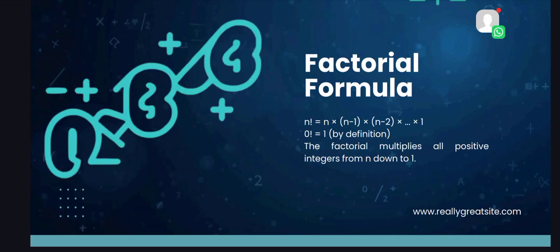Factorial formula. The formula of factorial is n! equals n x (n-1) x (n-2) x ... down to 1. This means we multiply all numbers from n down to 1, and remember, 0 factorial is equal to 1.